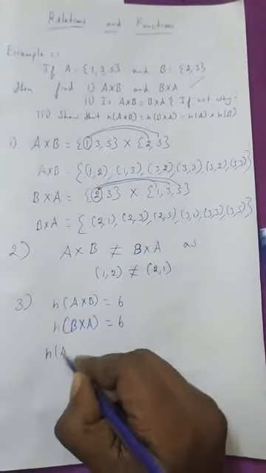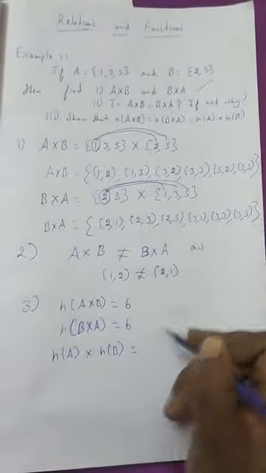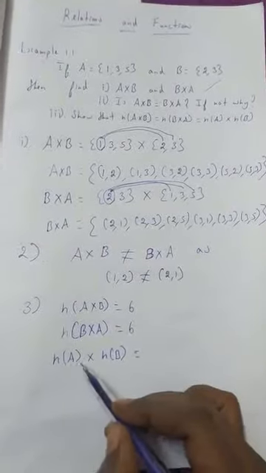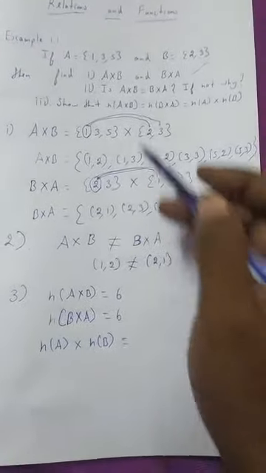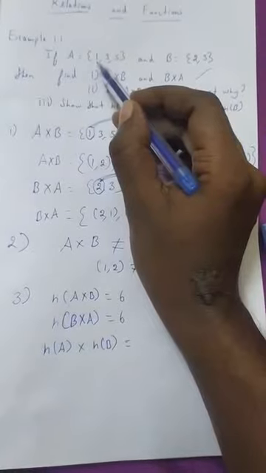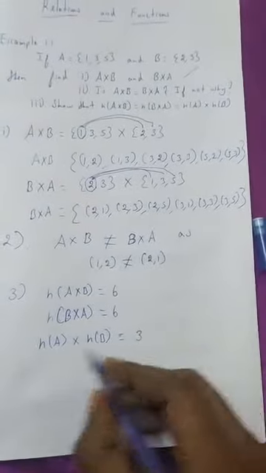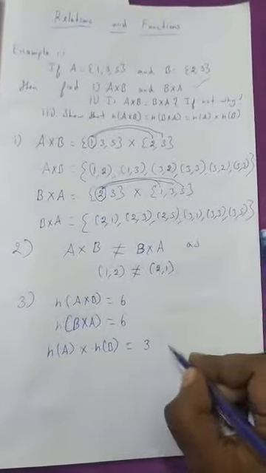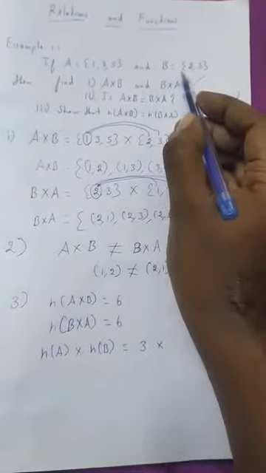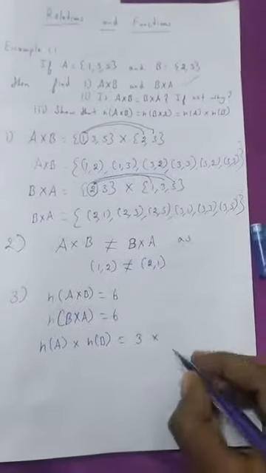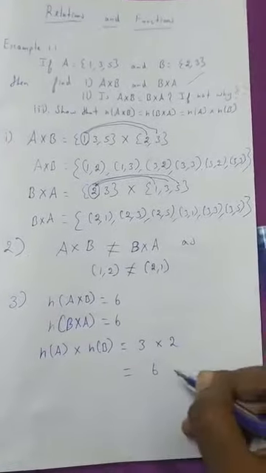So N of A into N of B is equal to what? We have to find N of A first. What do you mean by N of A? Number of elements in set A. So this is set A. How many elements here? 1, 2 and 3. Therefore the number of elements in set A is 3, into N of B, the number of elements in B. How many elements in the set B? 1, 2. So 2. Therefore N of A into N of B is equal to 6.